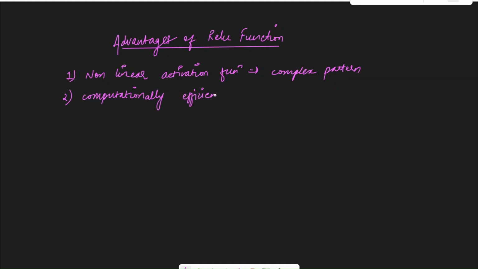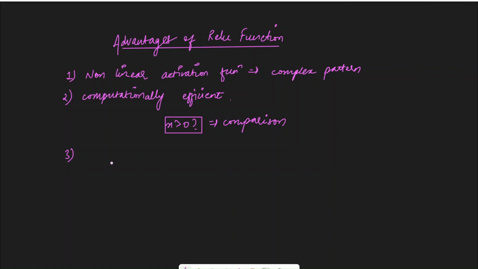Why? Because here we are only doing a comparison operation, whether x is greater than 0 or not. This is the only simple operation that is happening. If it is greater than 0, then x is chosen, otherwise 0 is chosen. So it is computationally efficient. If you remember, in our sigmoid activation function, we had to calculate e to the power x. That was computationally expensive. But here in the ReLU function, because we are just doing this comparison operation, it is computationally efficient.